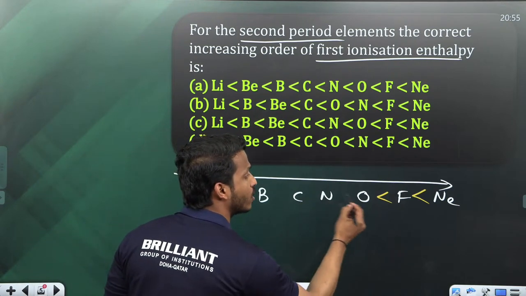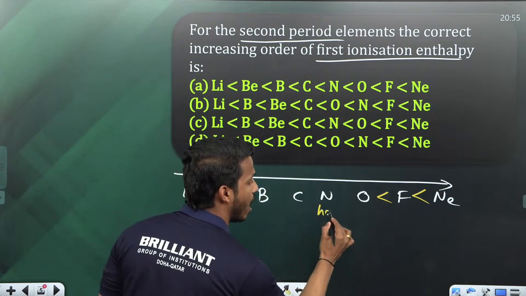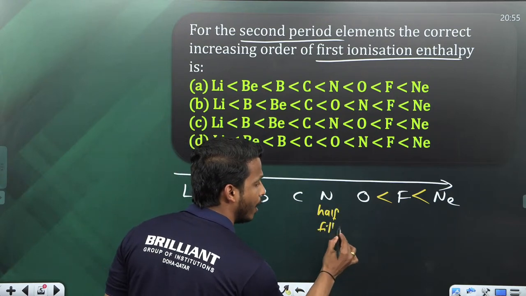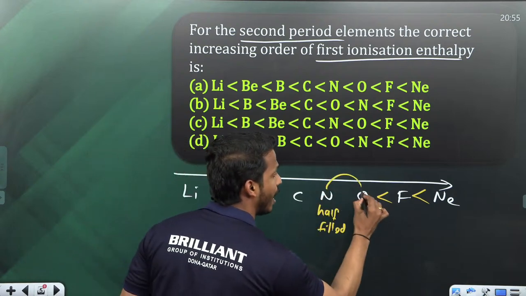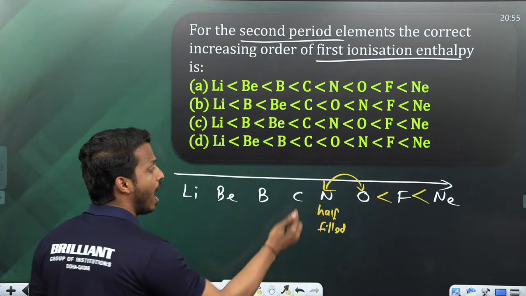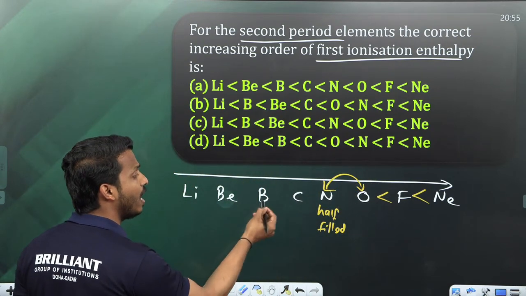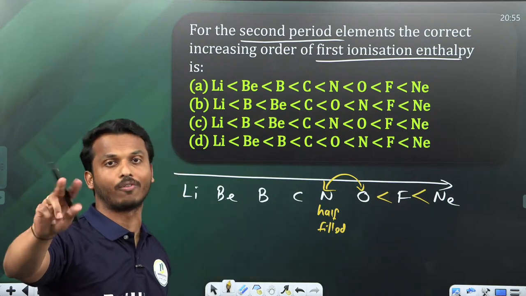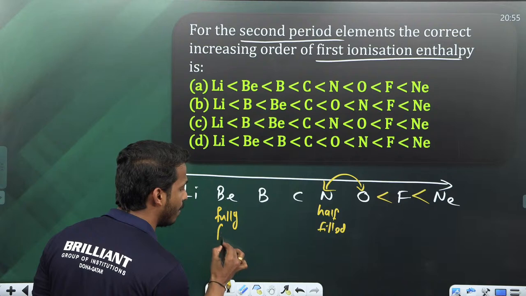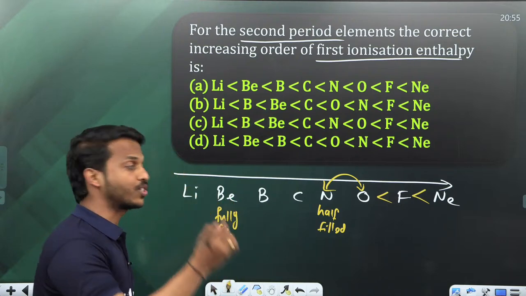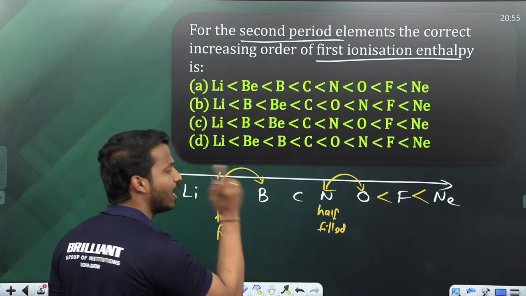Nitrogen and oxygen, be careful. Nitrogen is half filled, stabilized, a stable configuration, and it is very hard to remove an electron. So nitrogen and oxygen, we have to switch. After that, carbon, and even in the beryllium and boron case, we have to shuffle, because beryllium is fully filled, so extra stable. So beryllium comes first, then boron.